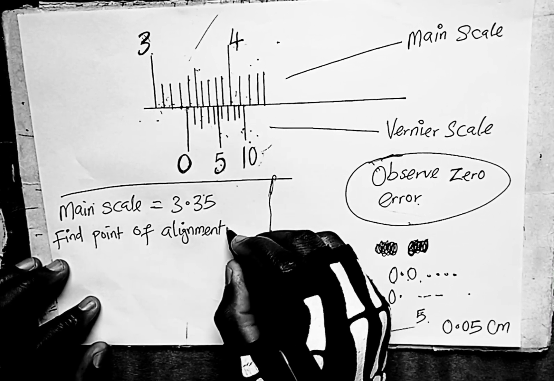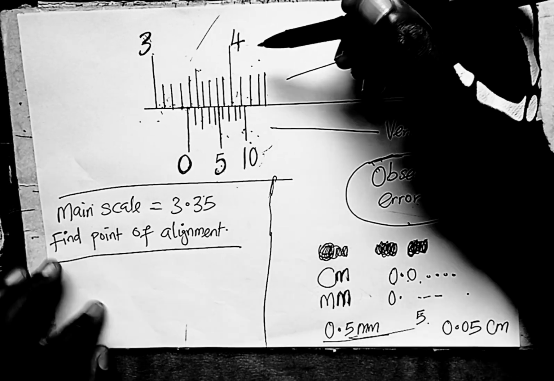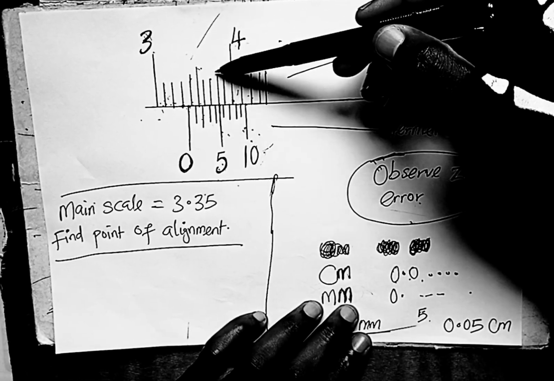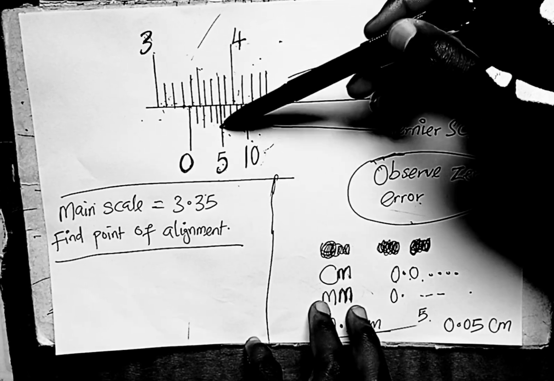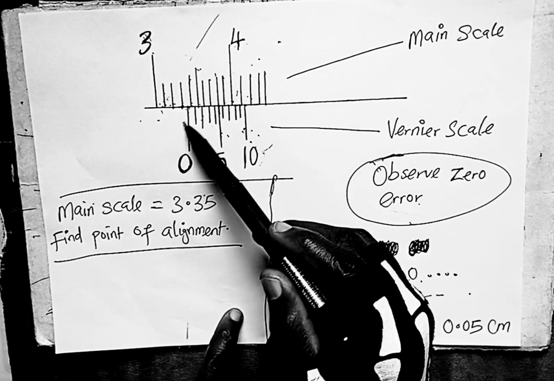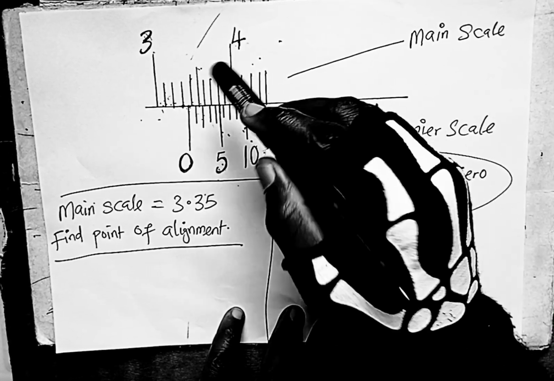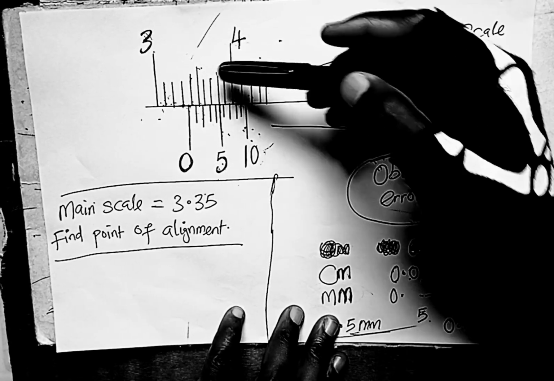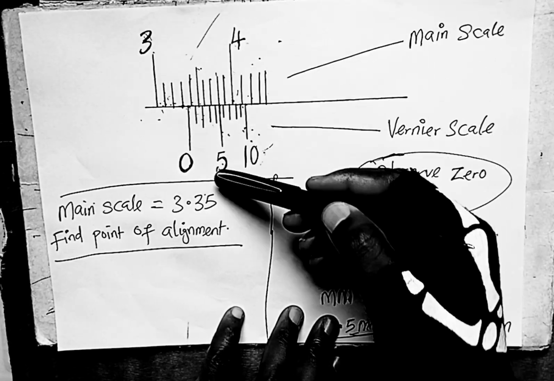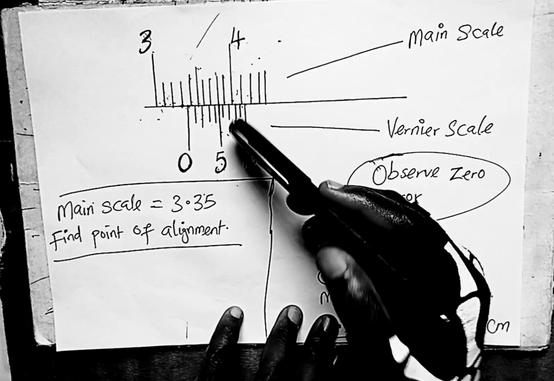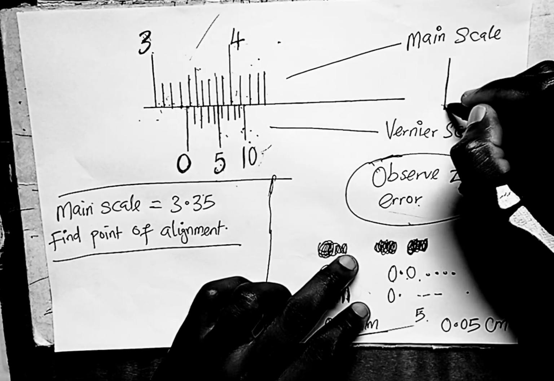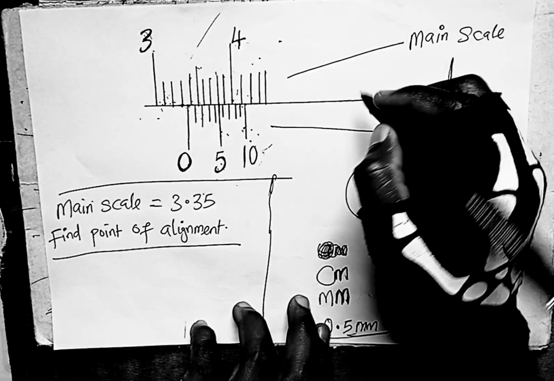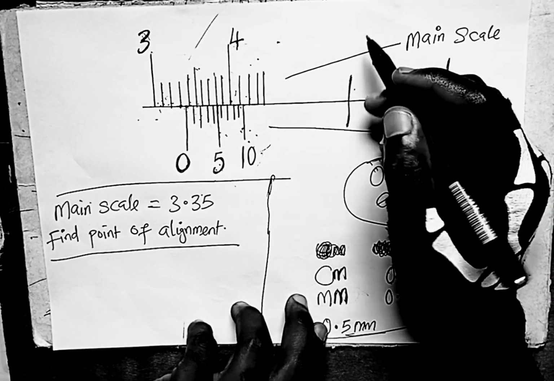Point of alignment or coincidence. The point of alignment or coincidence is the point at which one of the lines of the main scale aligns in a straight line with that of the Vernier scale. So you have to look carefully to find it. There must be a line from the main scale that aligns so straight with the one in the Vernier scale that it forms a straight line like this. So a straight line from the main scale that enters the Vernier scale. Okay, something like this, straight, no bending. So you have to find it.